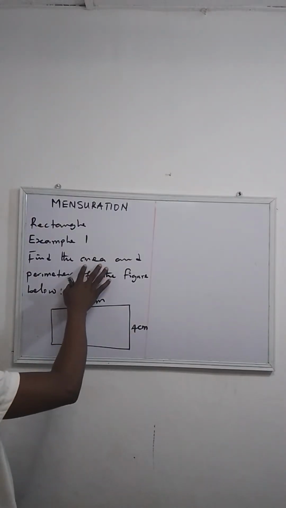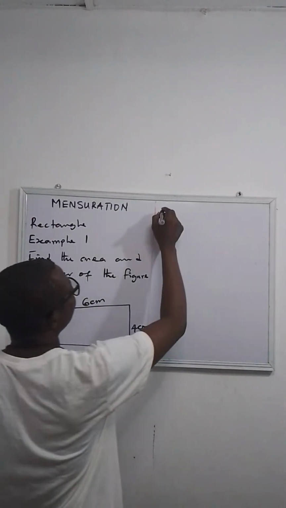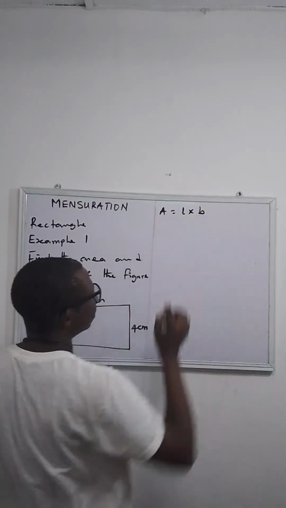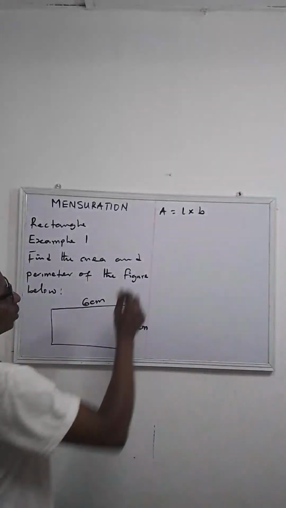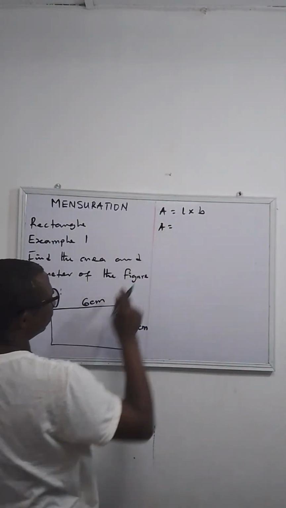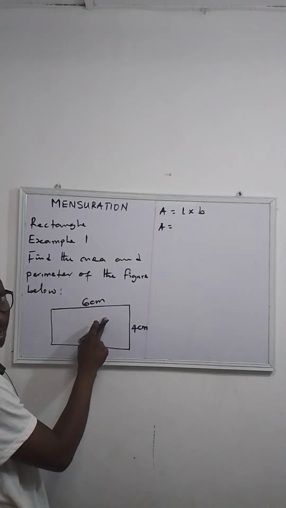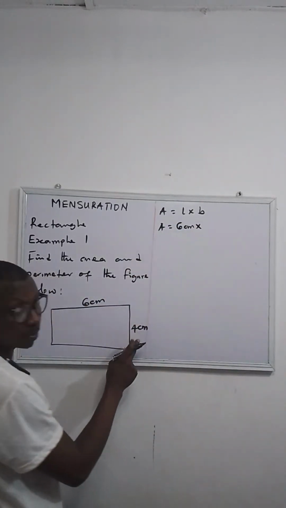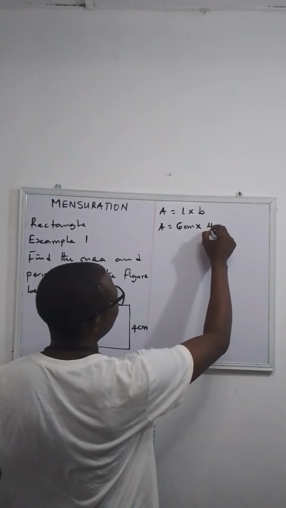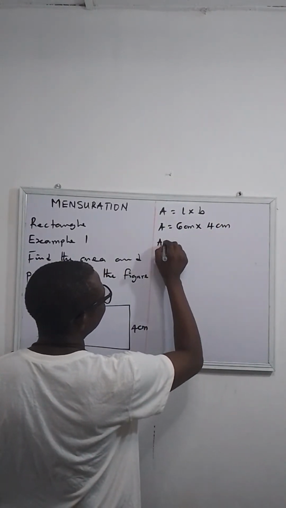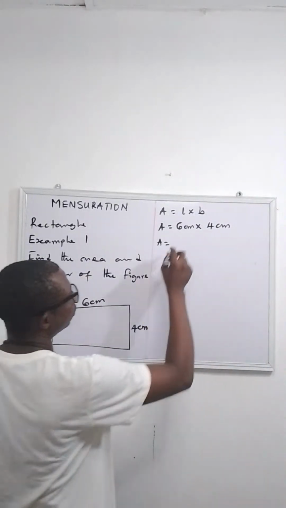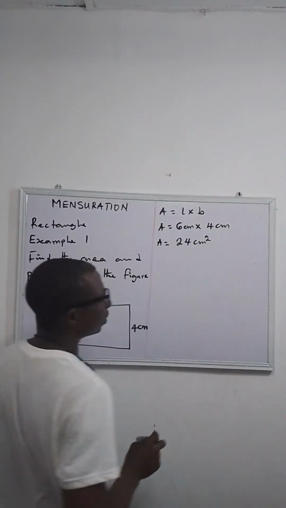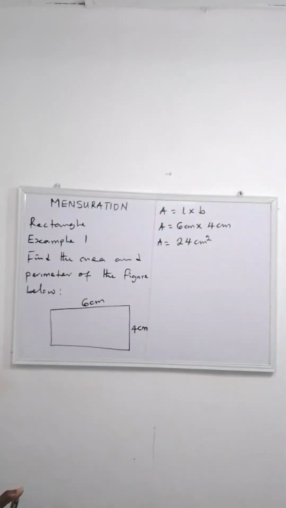Okay, now let's get the area first. So area, don't forget, we said area is what? Length times breadth. All right, so now area is, the length here is the longest side, that is 6 centimeter, times the breadth, that is 4 centimeter. So what is going to be the answer now? That is going to be 24 centimeter square. All right, so that is the area.